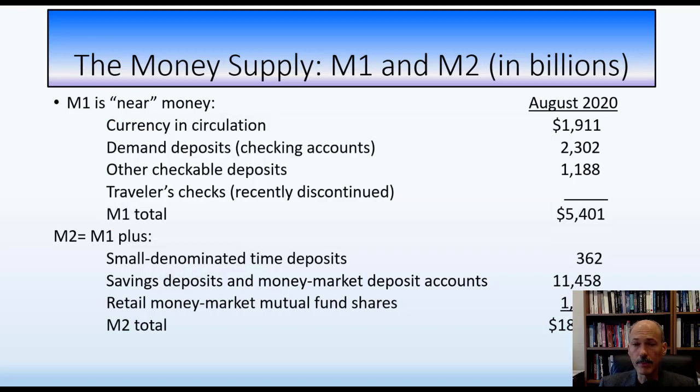Then there's also retail money market mutual fund shares. These are outside of the banks. Some people might consider them early shadow banks that started up in the early 1970s. We'll talk about that as a competitor to the banks. So if you want to deposit your money and get a decent rate of return, retail money market mutual funds are an interesting alternative. Like I said, we'll talk about that later.